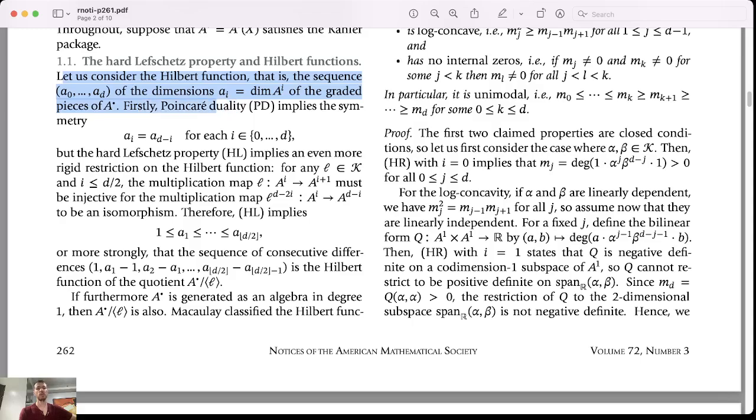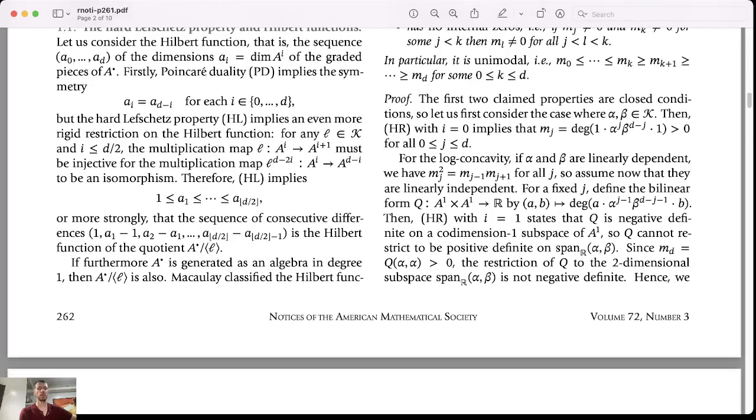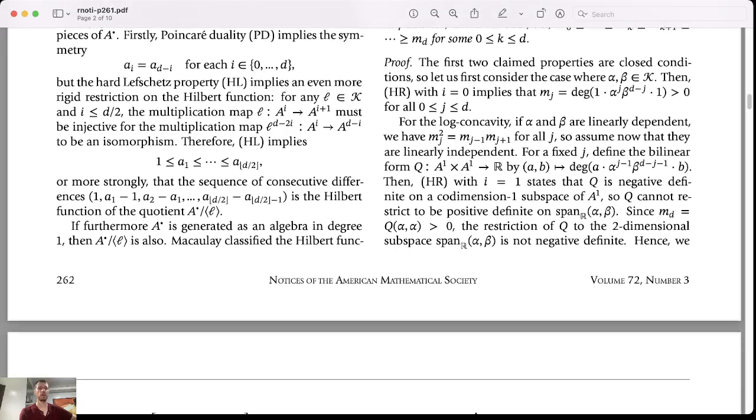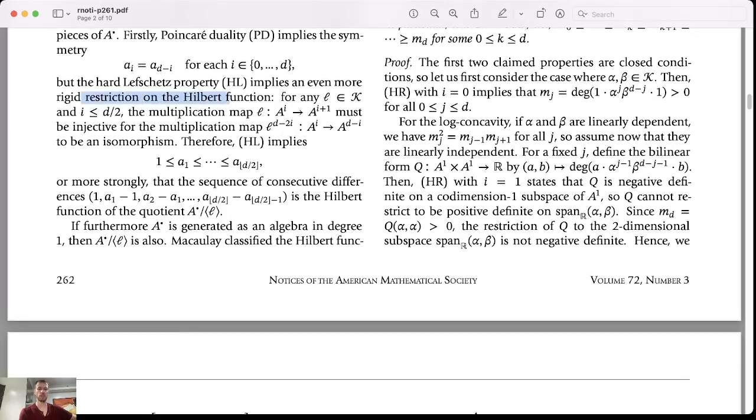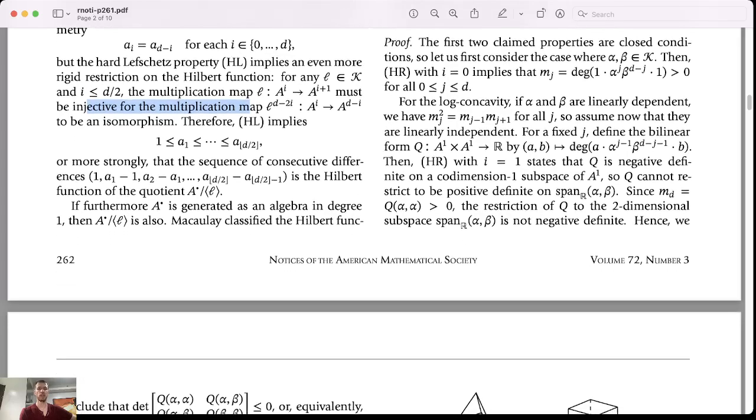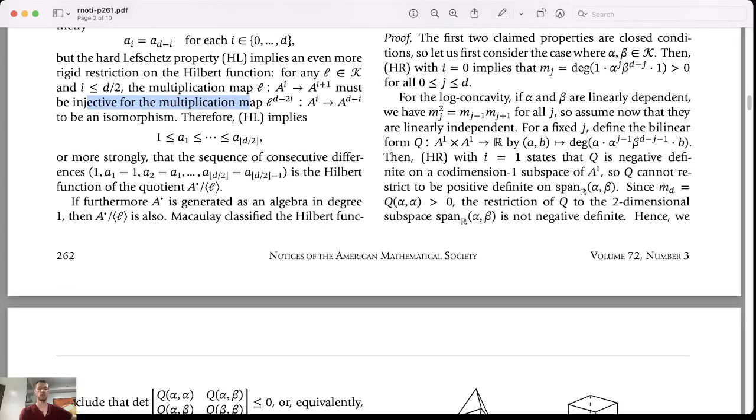Firstly, Poincaré duality implies the symmetry small a_i = small a_{d-i} for each i in the set 0 through d, but the Hard-Lefschetz property HL implies an even more rigid restriction on the Hilbert function. For any L in 𝒦 and i less than or equal to d/2, the multiplication by L from A^i to A^{i+1} must be injective for the multiplication by L^{d-2i}: A^i to A^{d-i} to be an isomorphism.